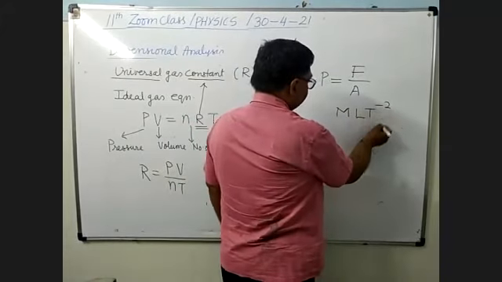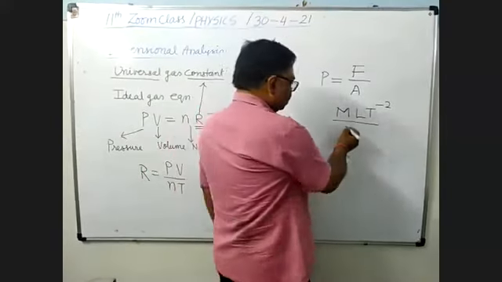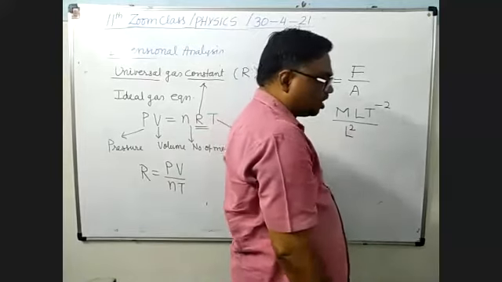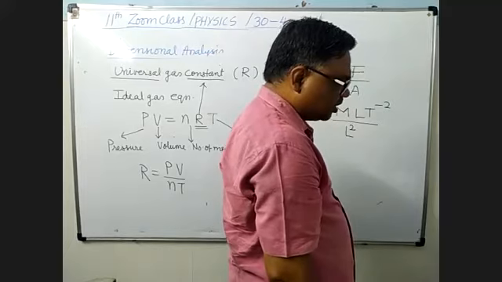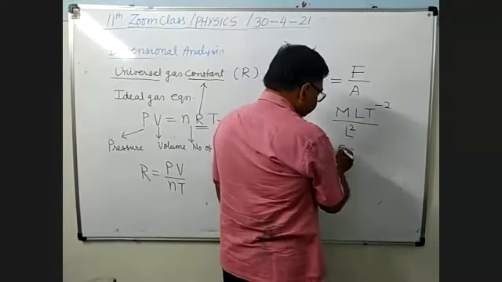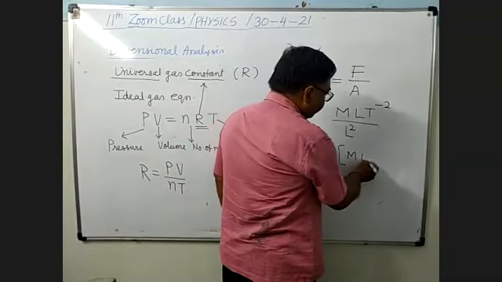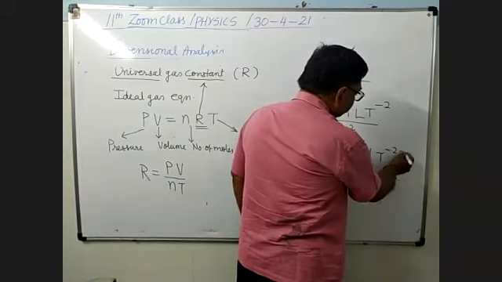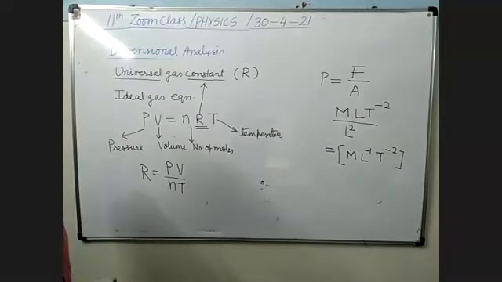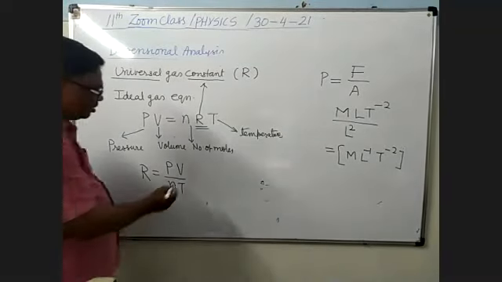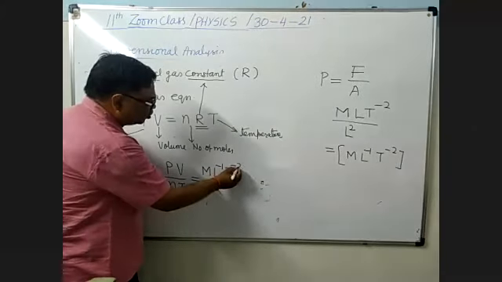Area is L square. When you take it up, it will be ML minus 1 T minus 2. Is it clear? So see here, ML minus 1 T minus 2.